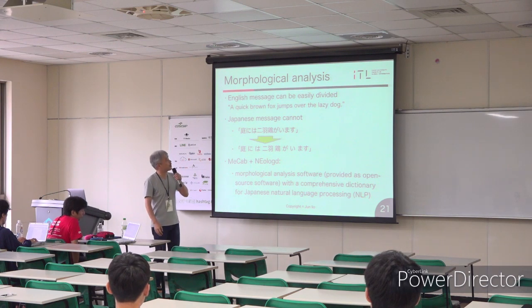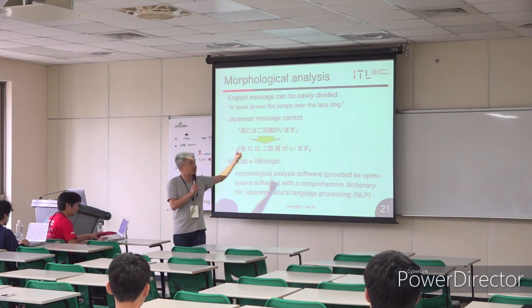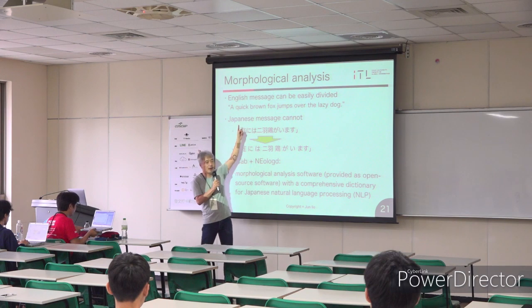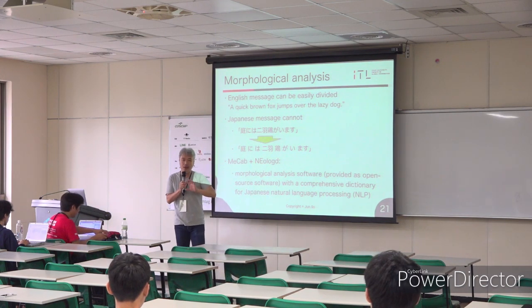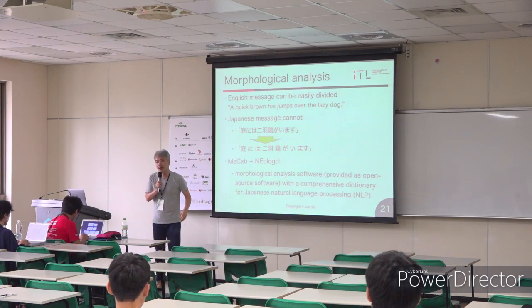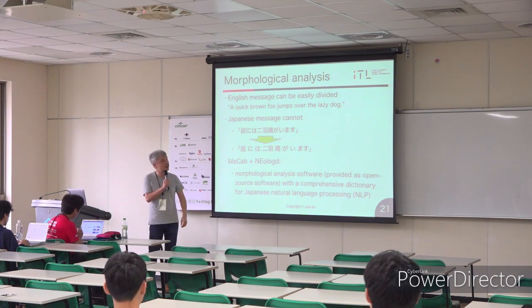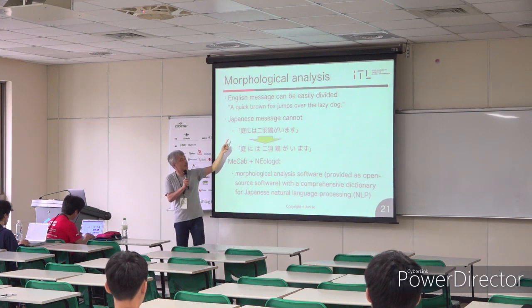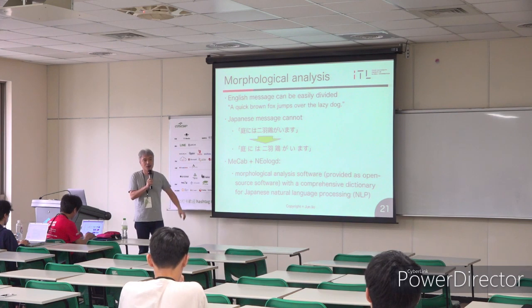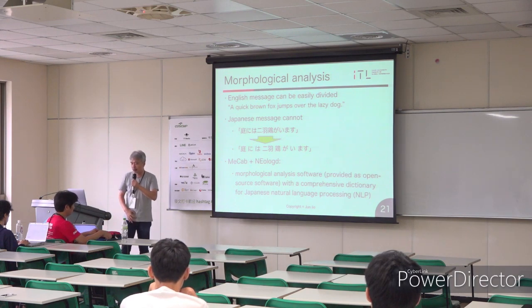I'd like to explain morphological analysis. English messages can be separated easily like this because English texts have spaces, so we can divide English text by separating by the white space. But Japanese and Chinese messages cannot be separated easily. This is an example in Japanese. So we can apply morphological analysis like this by using morphological analysis software and a good dictionary.